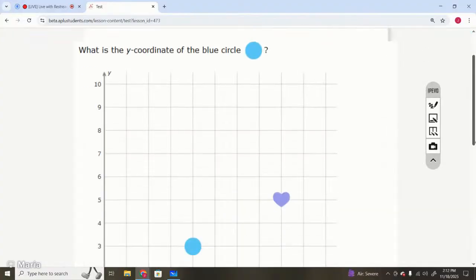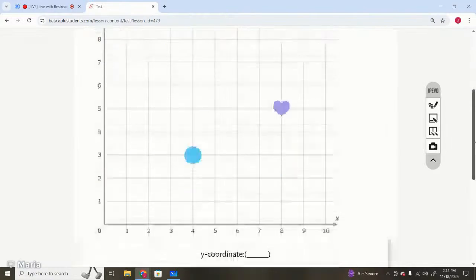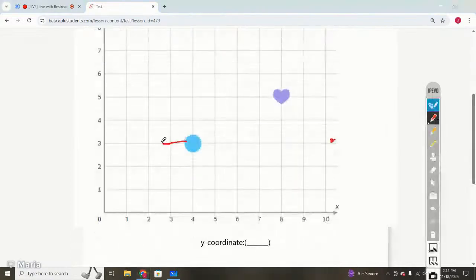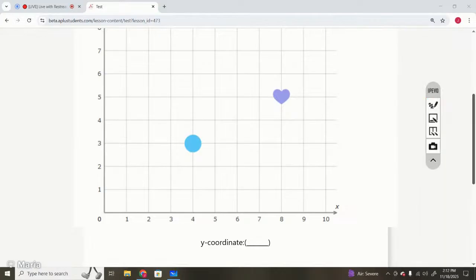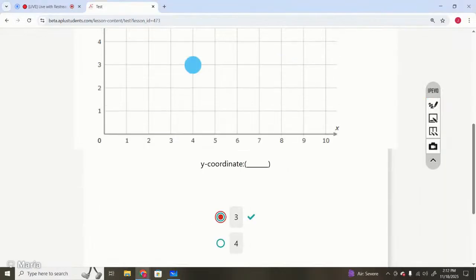What is the y coordinate of the blue circle? The y coordinate of the blue circle is 3. The correct option is option number 1.